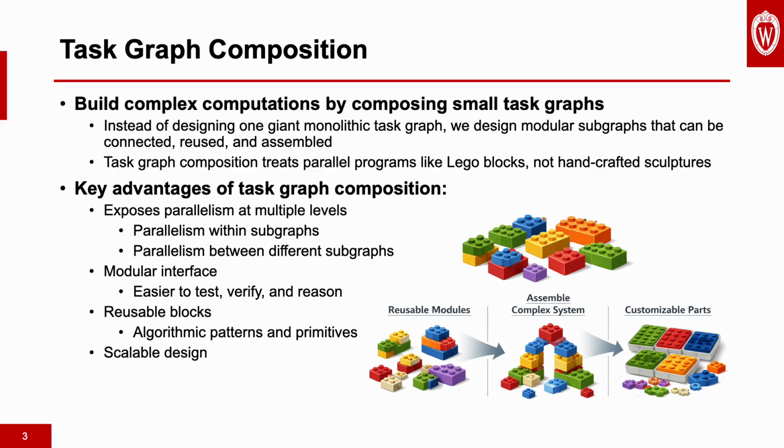Task graph composition gives us several important advantages. First, we can expose parallelism at multiple levels, both inside and outside compose subgraphs. Second, it gives us a modular interface. Each piece is easier to test, verify, and reason about. Third, we get reusable building blocks, such as algorithmic patterns and primitives that we can reuse in different applications.